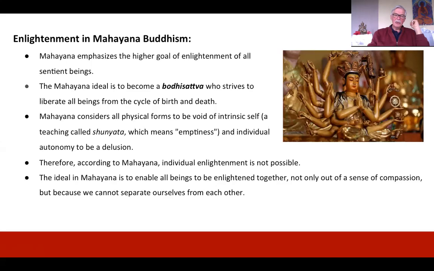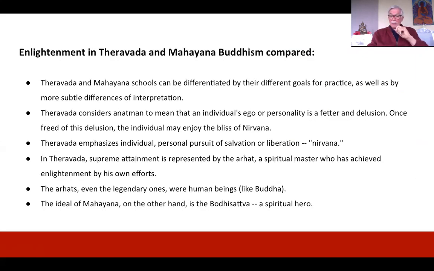So the ideal is to be able to enlighten all beings together, not only out of a sense of compassion, but because that's the only way it can be. And as you become closer and closer to being a bodhisattva, which I'm going to talk about later, you'll understand that greater and greater. There's no such thing as an individual salvation or enlightenment. There's only collective enlightenment.